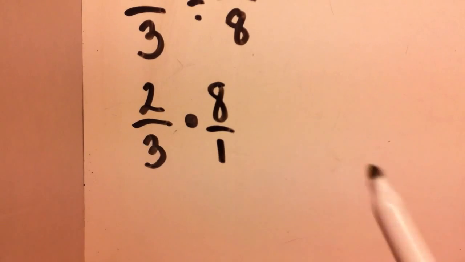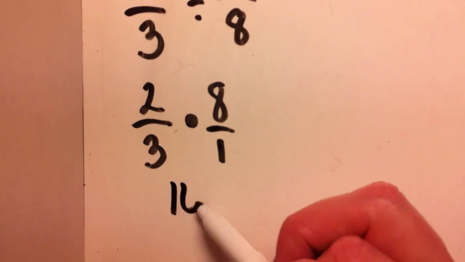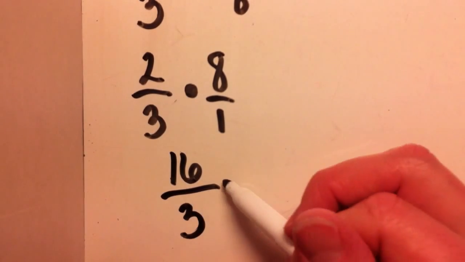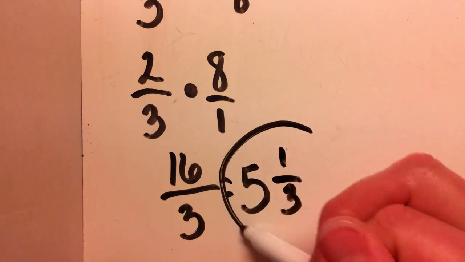Now, I cannot do any cross cancellation here, so I'm just going to multiply. 2 times 8 is 16. 3 times 1 is 3. 3 goes into 16 5 times with 1 remainder. So this is 5 1/3.